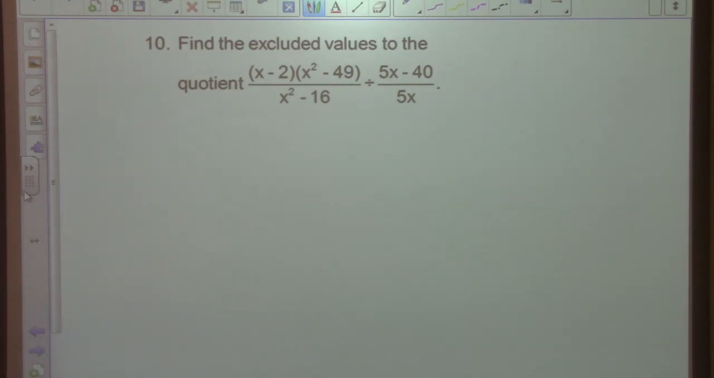Okay, on number 10, we just have a limited scope of what's being asked for us to do here, and that would be just to find the excluded values to that quotient. And so, how would you do that? Take a minute on that, and we'll talk about it after you figure it all out.